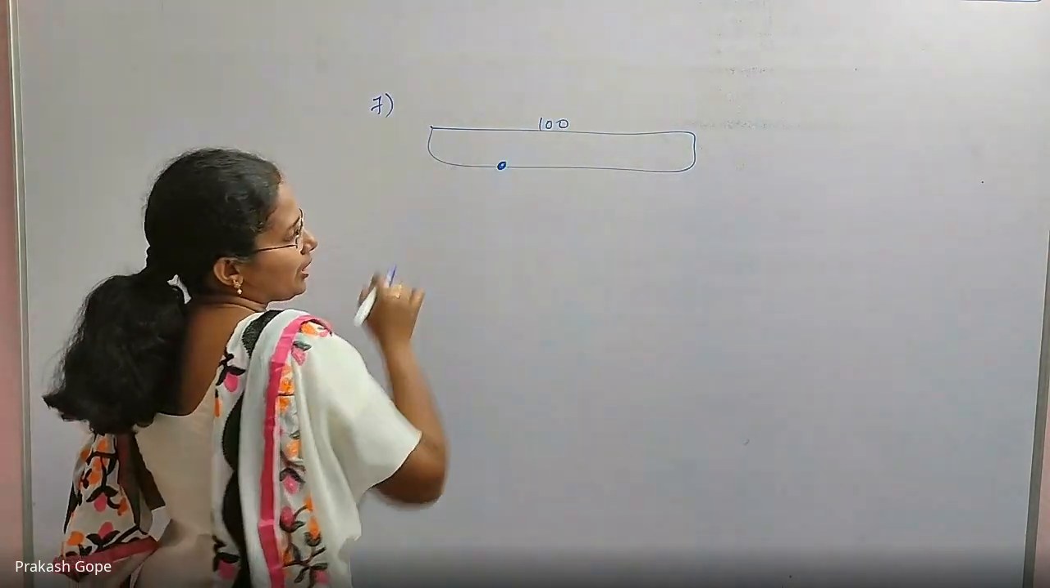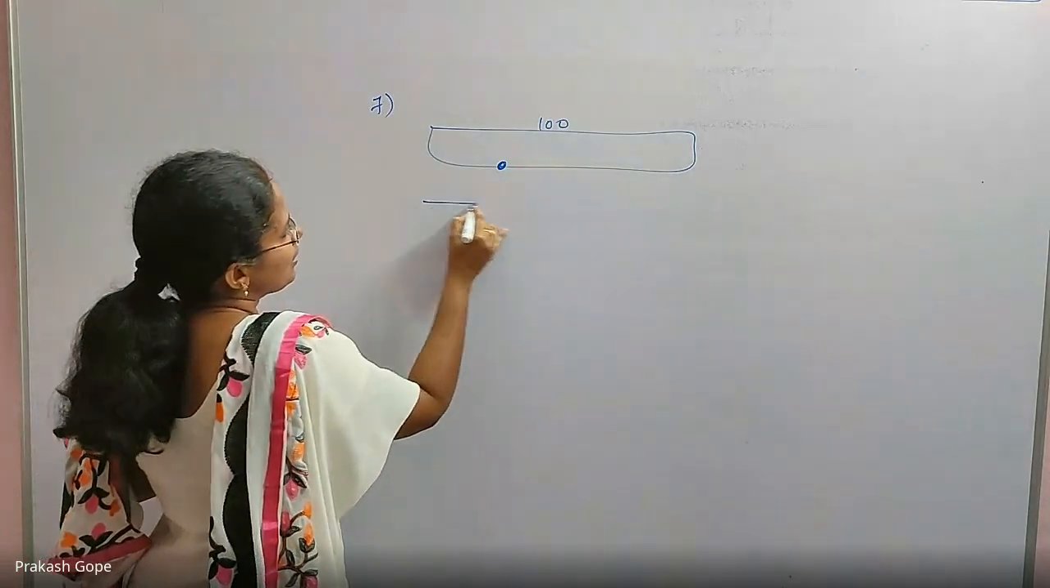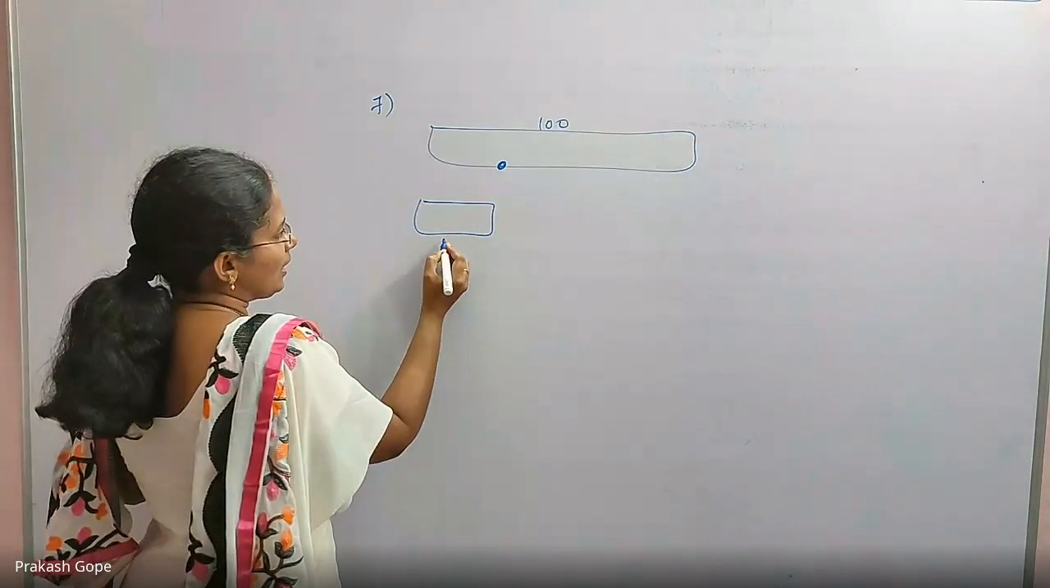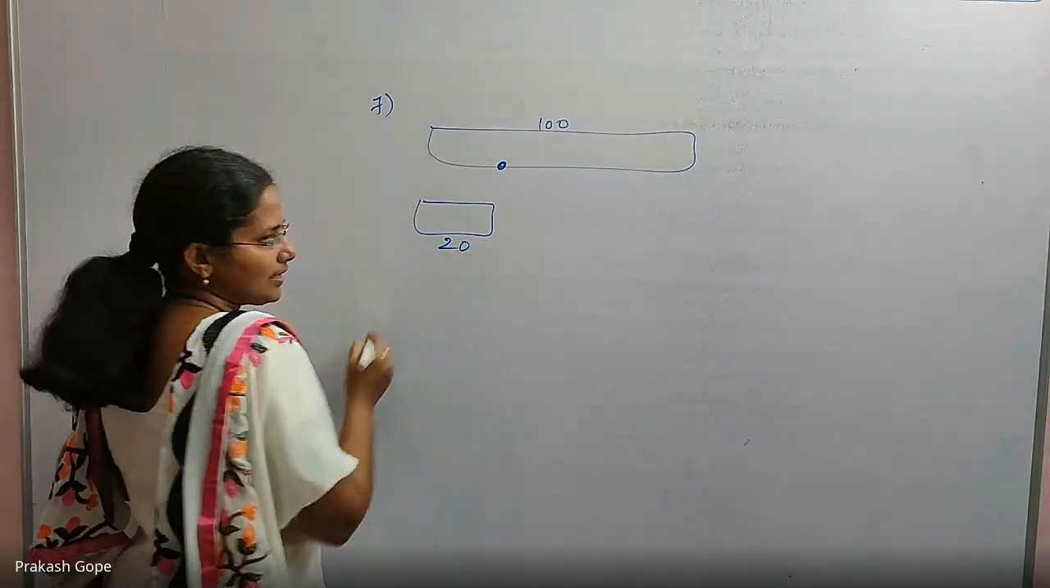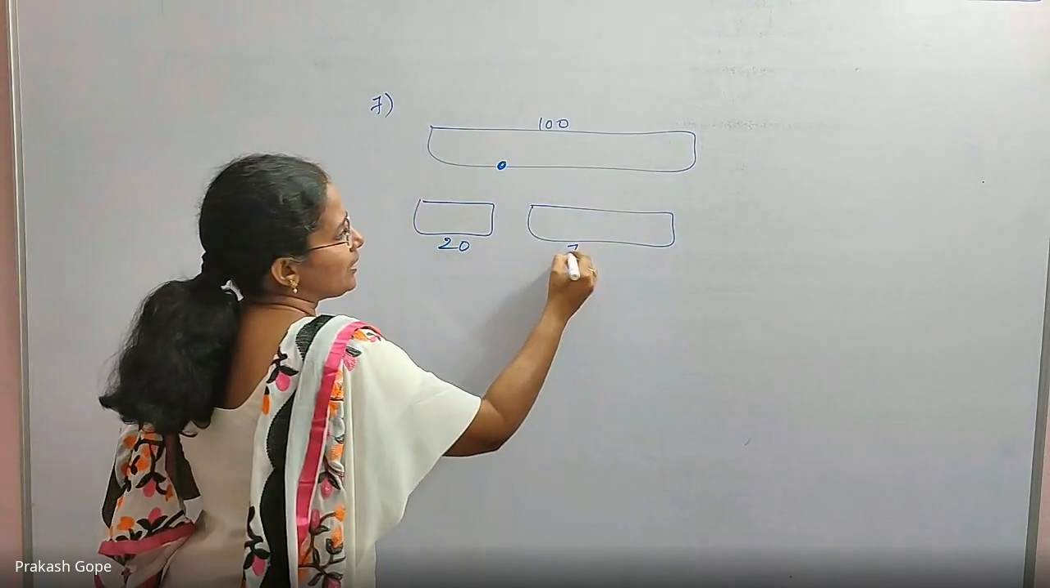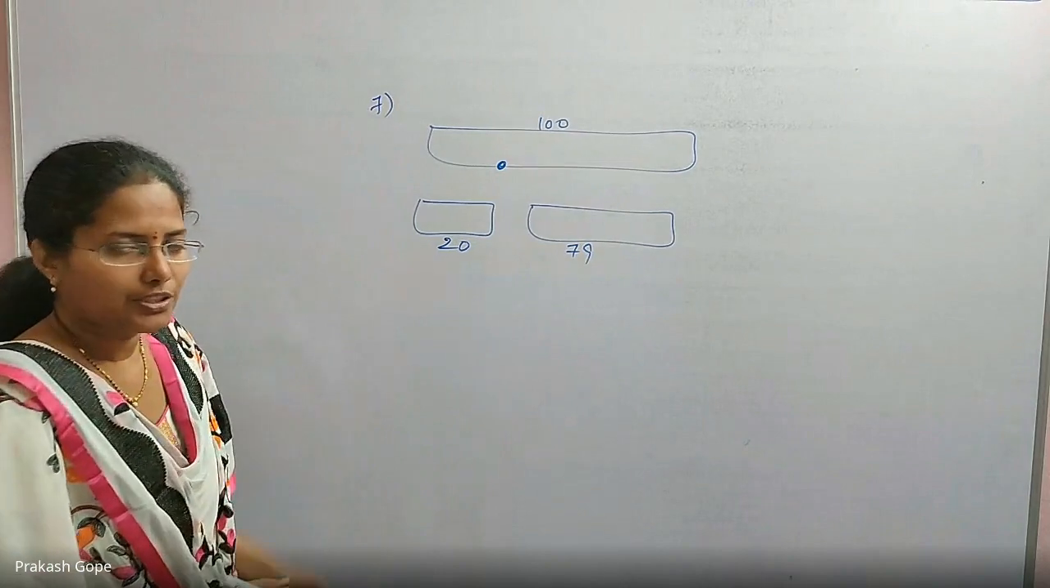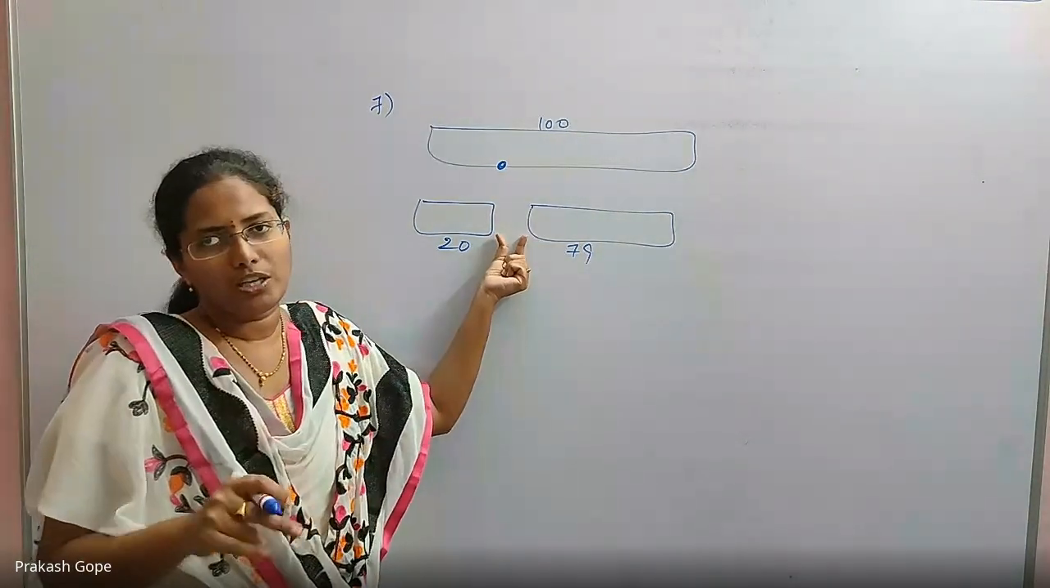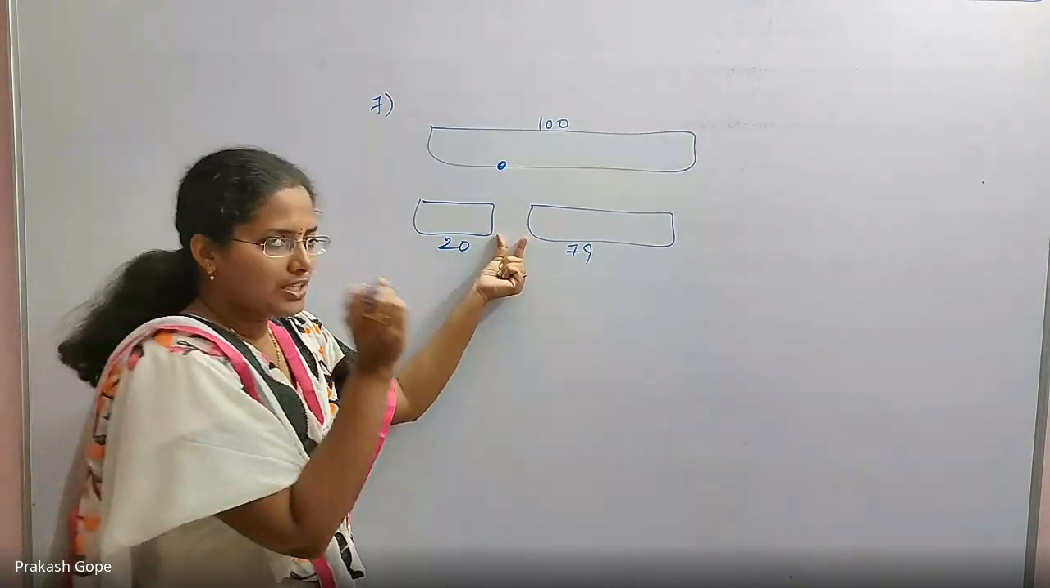What is 1/5 of 100? 20. Which means each array has at least 20 elements. For example, this array has at least 20. Obviously, the other one has 79, approximately 80 elements. To that position, the pivot element will go. This is the worst thing that can happen.